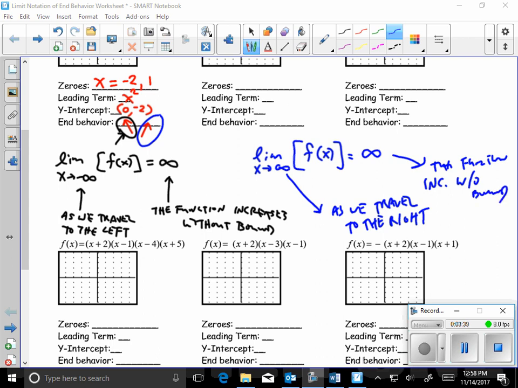So if we have an even powered polynomial, what do we know about what the function is going to do? Right, they'll be the same, right? If we have an odd powered polynomial, we know those two will be different. And then these two right here, these will always be different, right? Because one's as we travel to the left, one is as we travel to the right. Cool? So that's limit notation for end behavior.